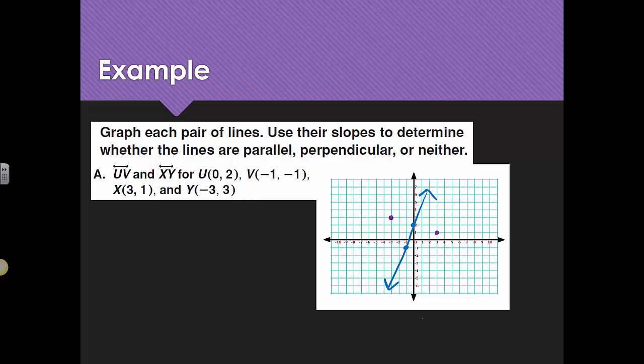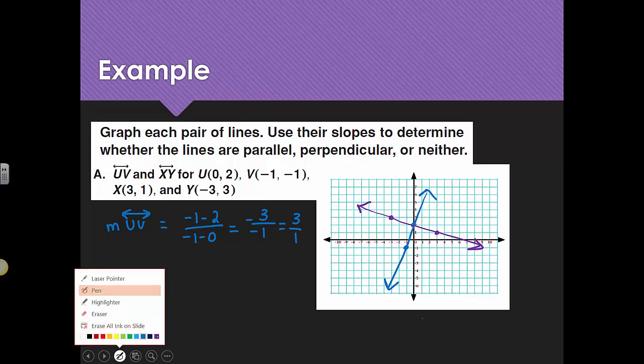All right, so here's my other line. It is right there in purple. Now I have to tell whether or not these lines are parallel, perpendicular, or neither, and I'm going to actually find the slopes. They appear to be perpendicular, but I'm going to find the slopes to make sure. So the first one I'm going to do is find the slope of line UV. And that's going to be my change in y, so I'm going to do -1 minus 2 over my change in x, -1 minus 0, and I get -3 over -1, which is the same as 3 over 1.